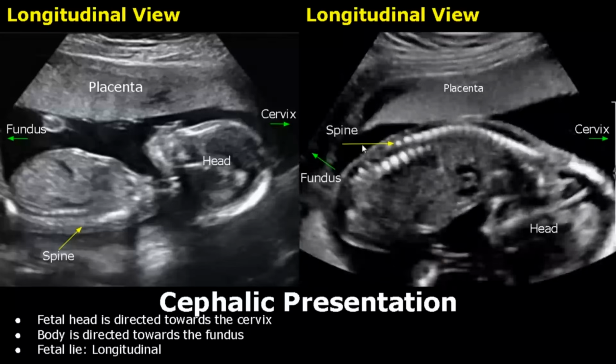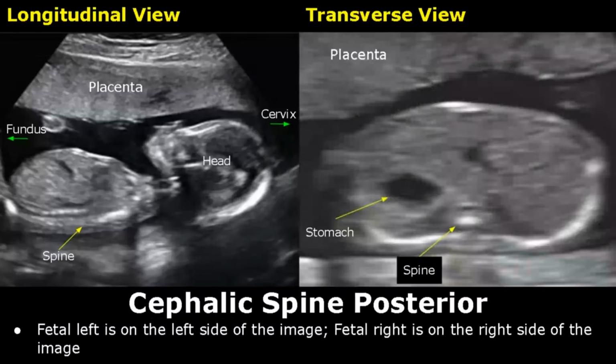This is a cephalic presentation with an anterior spine. The spine is facing anteriorly. This is also a cephalic presentation. Regarding cephalic presentation, there are two orientations. The first one is cephalic spine posterior. The spine is seen in the lower side of the image in both longitudinal and transverse views. In the transverse view, the fetal left is on the left side of the image and fetal right is on the right side of the image.